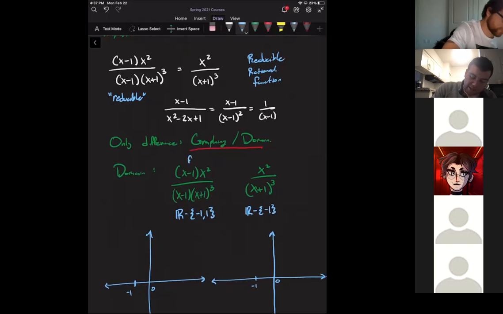So call this representation function 1 and this one function 2. Function 1, because it's reducible, actually has fewer points in its domain. We have to take out an extra point. That doesn't work. But in function 2, we don't have to worry about that.